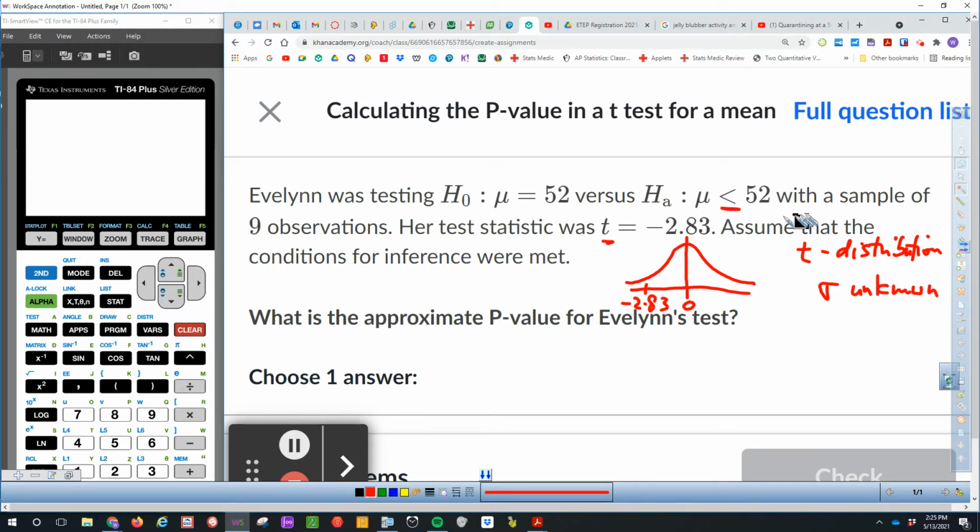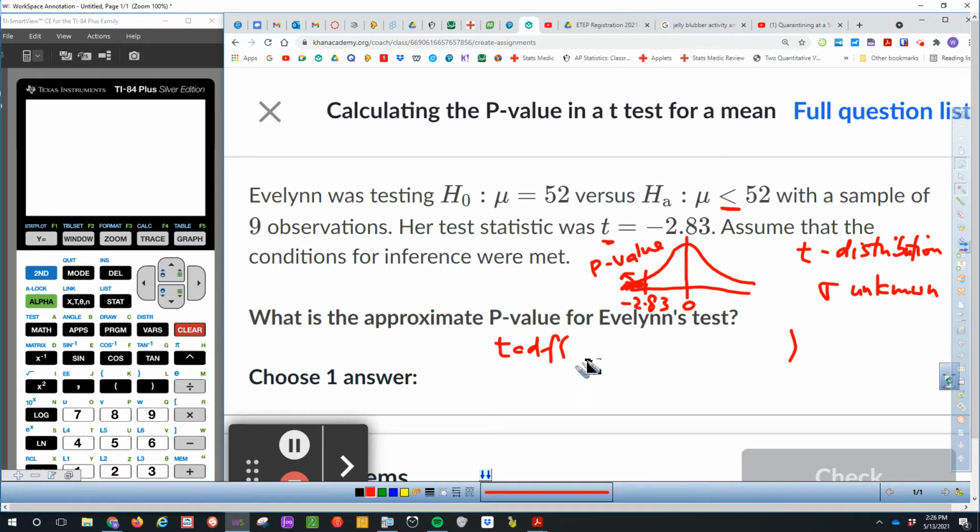So look at this arrow. This is a less than sign, so what we're trying to find is that area, which is your p-value. Now, how do I find the p-value for a t distribution? We cannot use normal CDF. Normal CDF is used for the Z distribution.